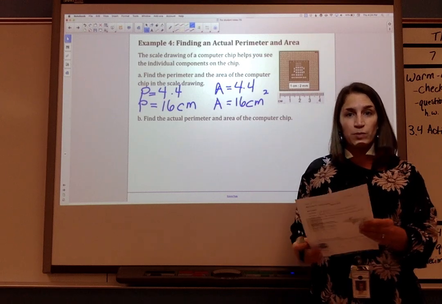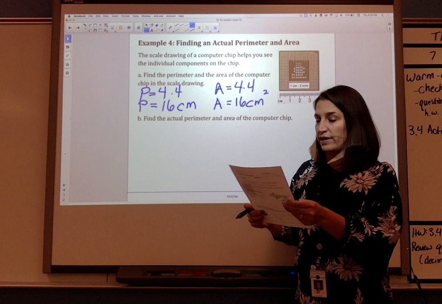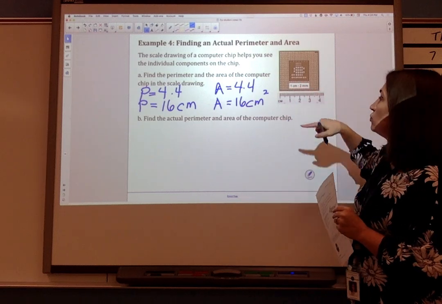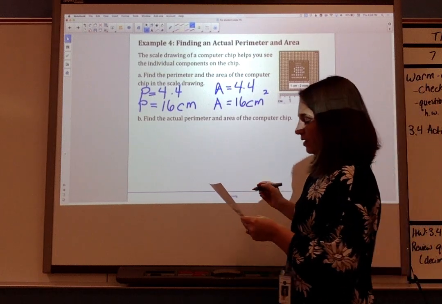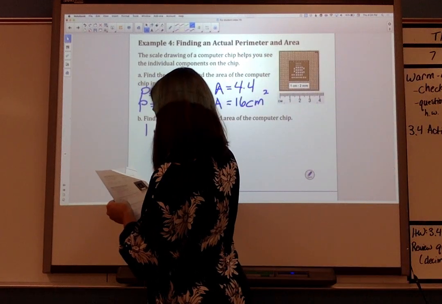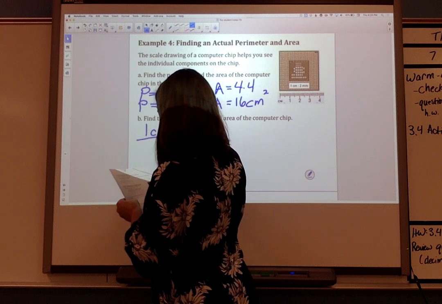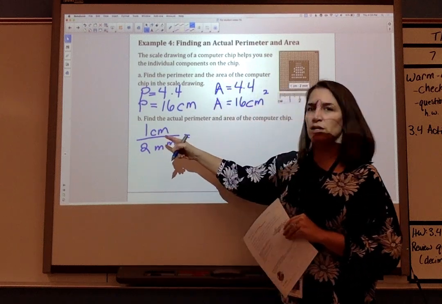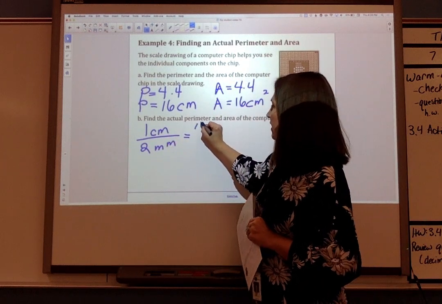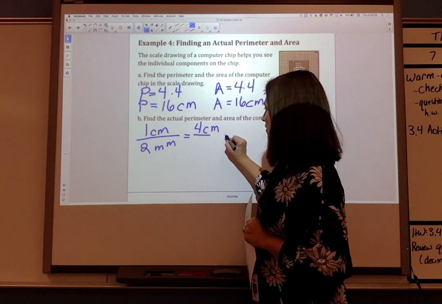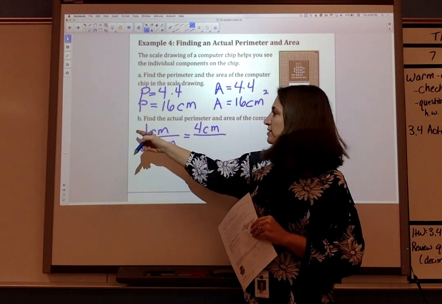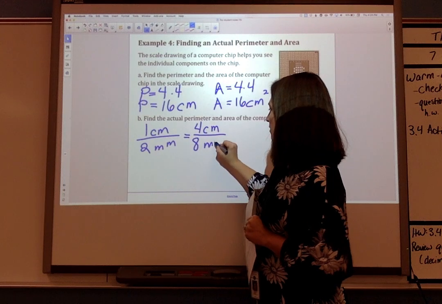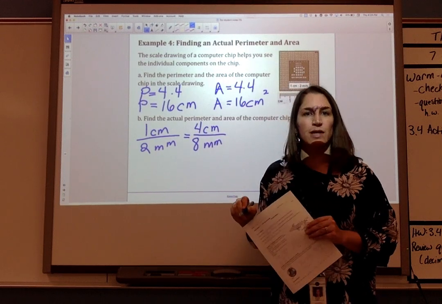Now, let's find the actual perimeter and area using our scale that we're given. So we're told that 1 centimeter in the picture is equal to 2 millimeters in real life. So we're going to set up the scale of 1 centimeter to 2 millimeters. And we know that in the picture, the length is 4 centimeters. So we don't even need to use cross products to solve this. We're multiplying by 4. So that means it's 8 millimeters long in actual life.